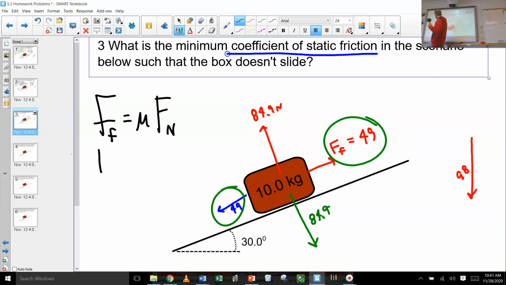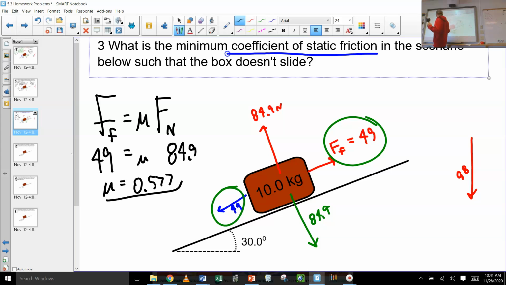This force of friction, 49. Normal force, 84.9. Coefficient. So 49 divided by 84.9 is like 0.4 something. 0.577. That's the minimum coefficient such that I don't slide.